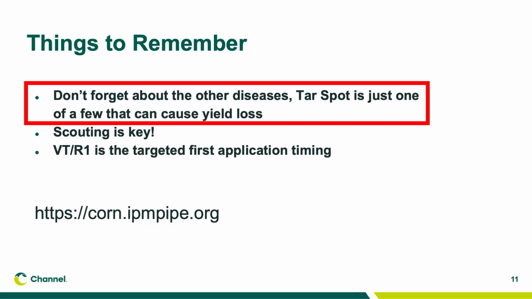So just a few key things that I would like for everyone to remember from this video. If you don't remember anything else, yes, we talk about tar spot a lot and you'll see it on the news, but don't forget about the other diseases out there. Gray leaf and southern rust can also cause significant yield loss in our corn crop. So let's not get so tunnel visioned on tar spot, and just remember there are other things out there that can cause yield loss.